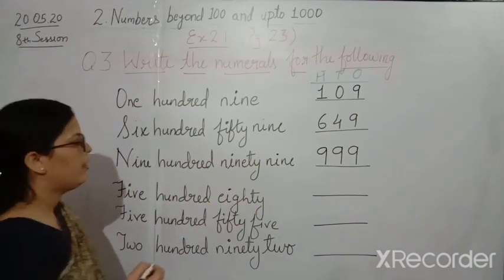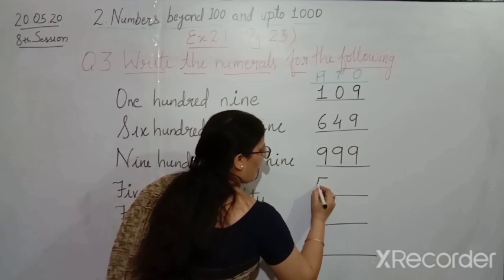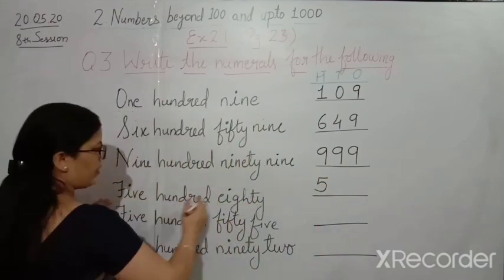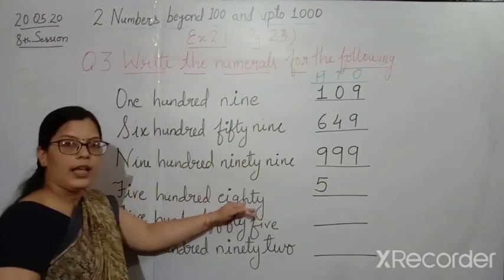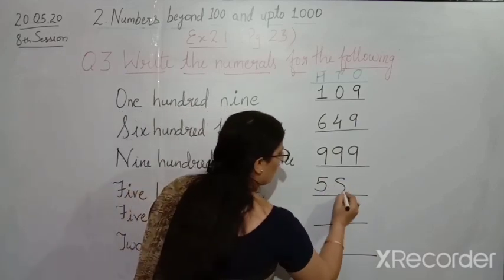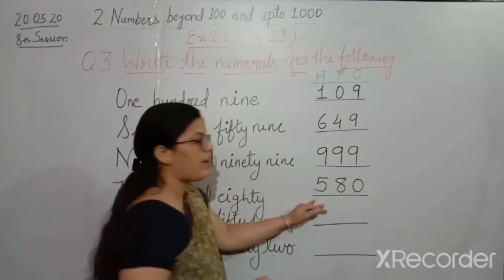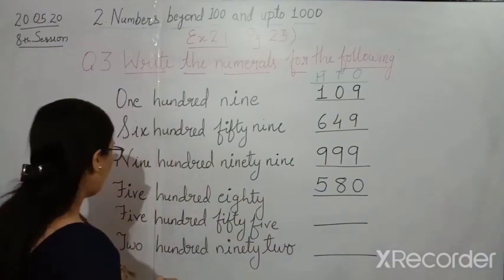Now 580. Here we'll write 5 at the hundreds place, 500, and then 80. Okay, the number is 580.